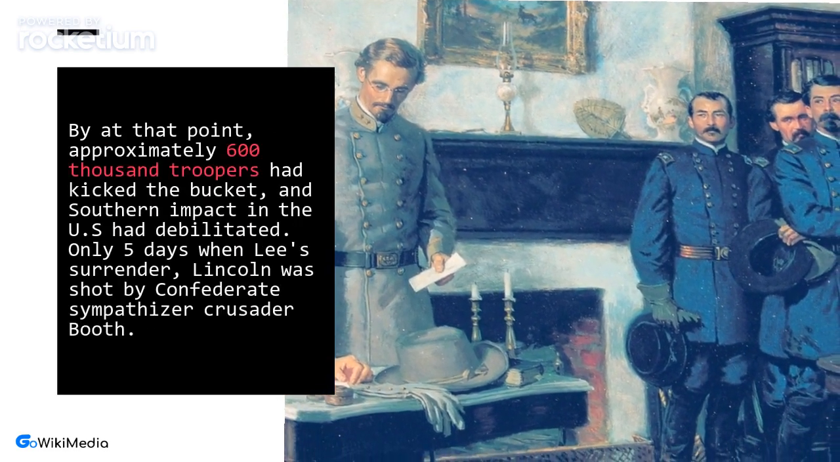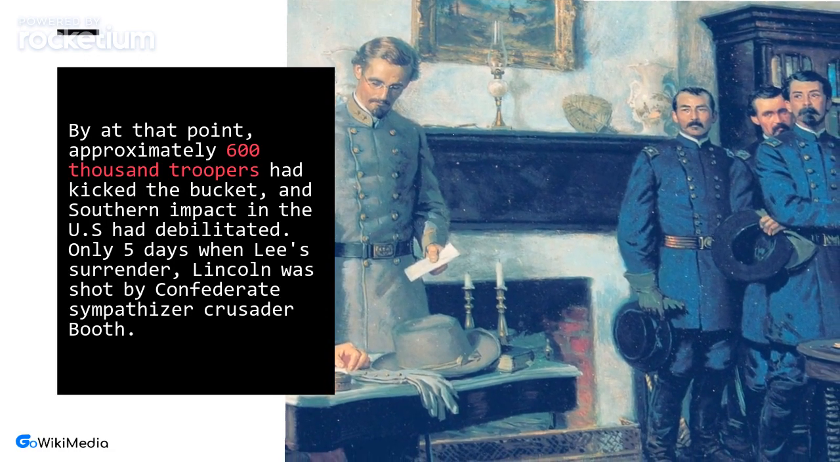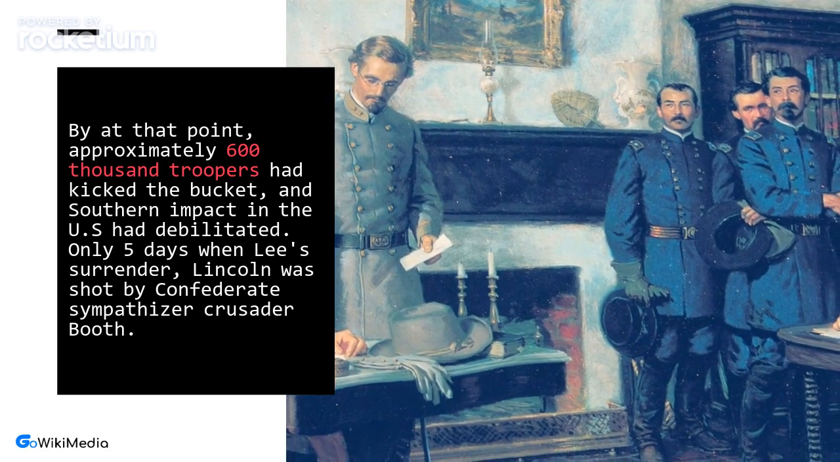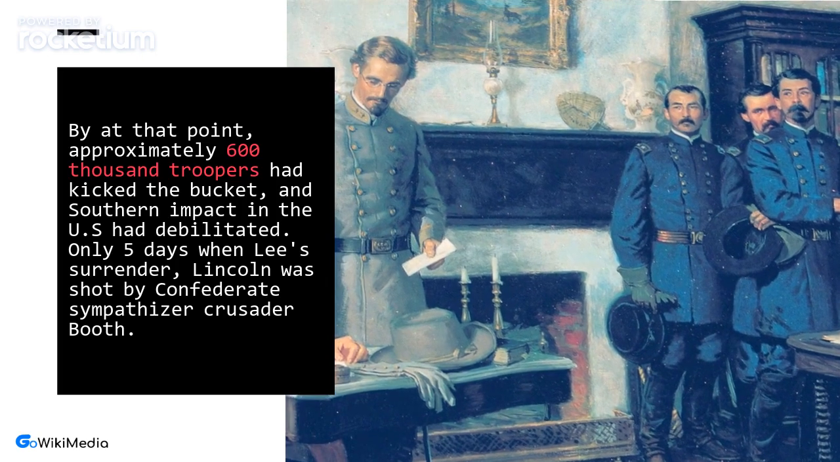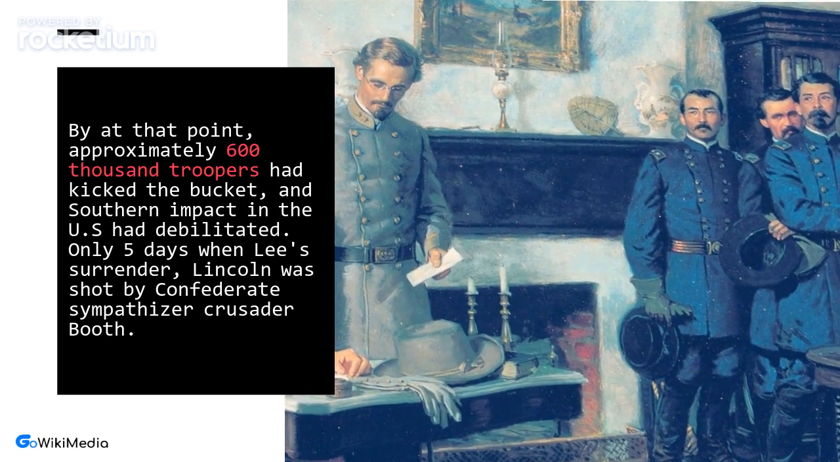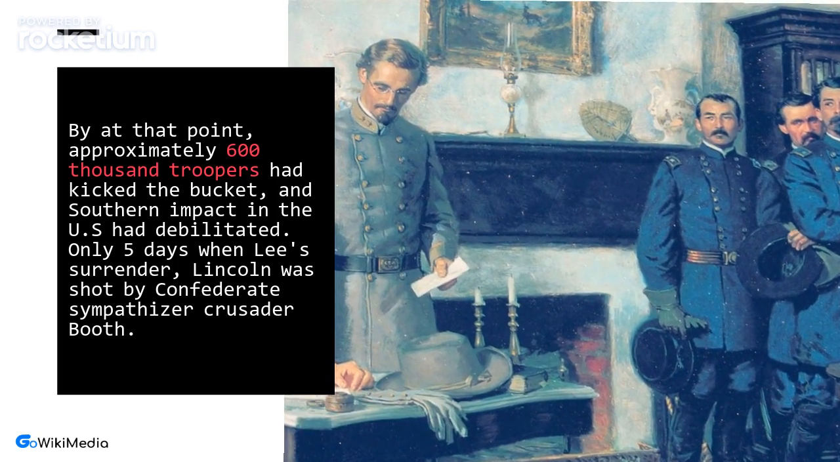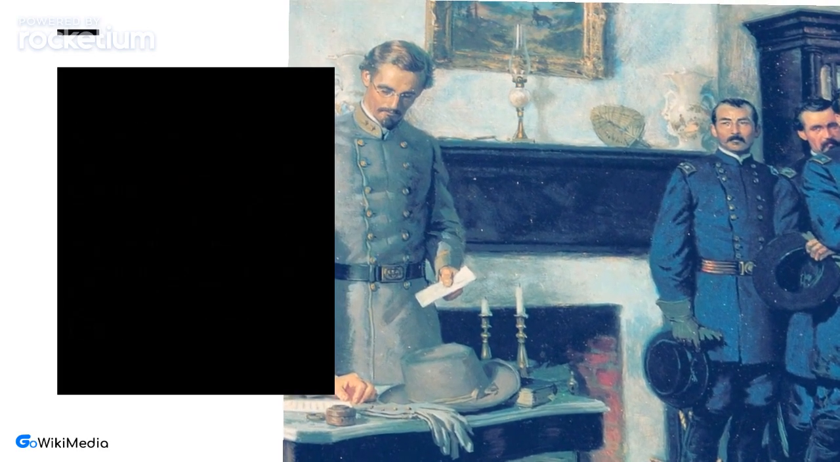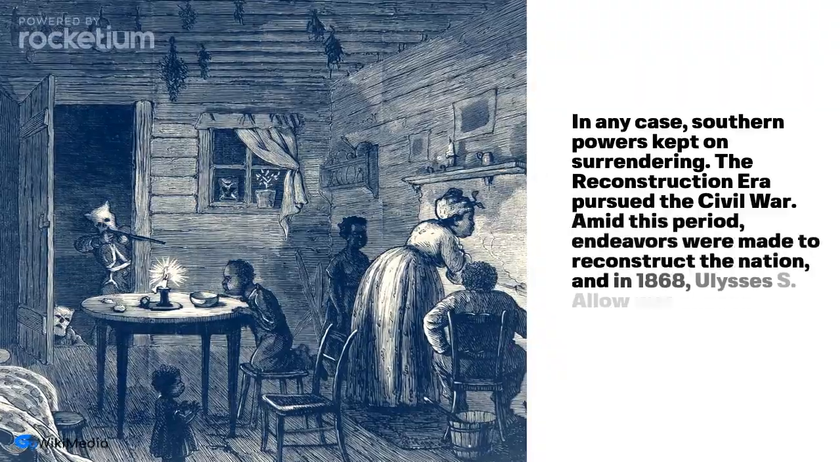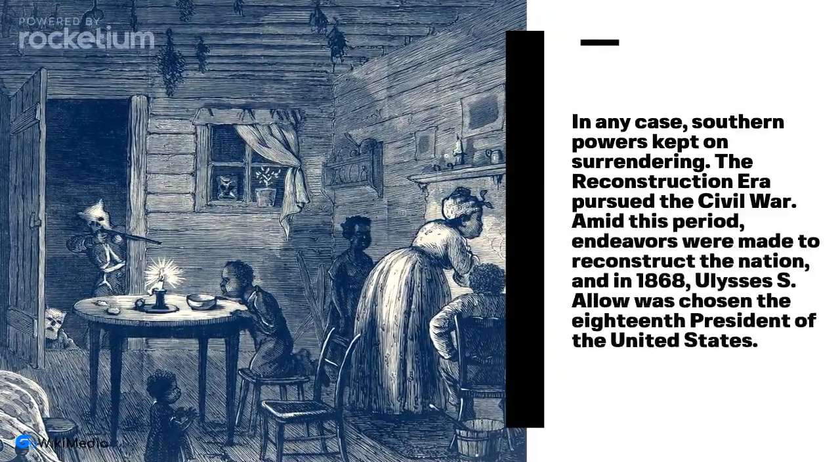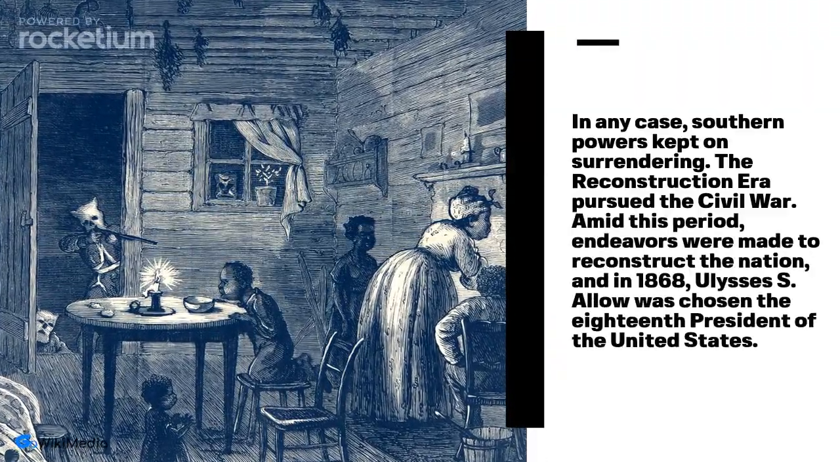By at that point, approximately 600,000 troopers had kicked the bucket, and Southern impact in the U.S. had debilitated. Only 5 days after Lee's surrender, Lincoln was shot by Confederate sympathizer John Wilkes Booth. In any case, Southern powers kept on surrendering. The Reconstruction era pursued the Civil War.